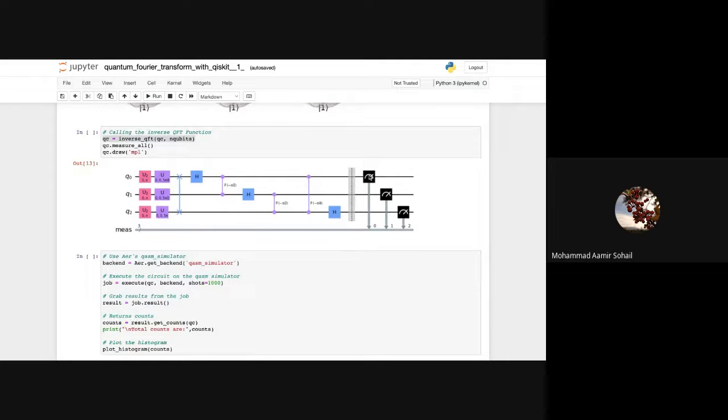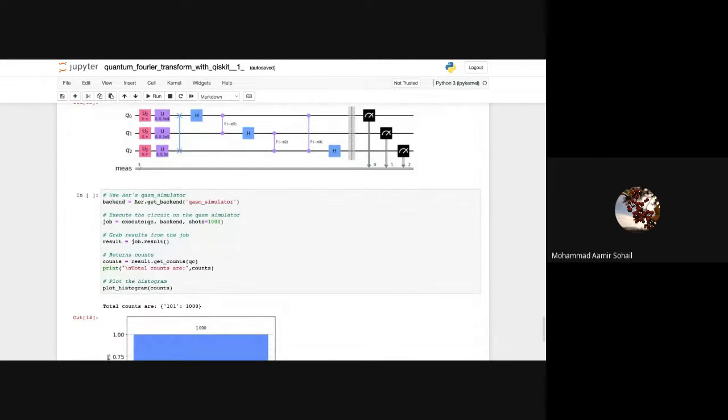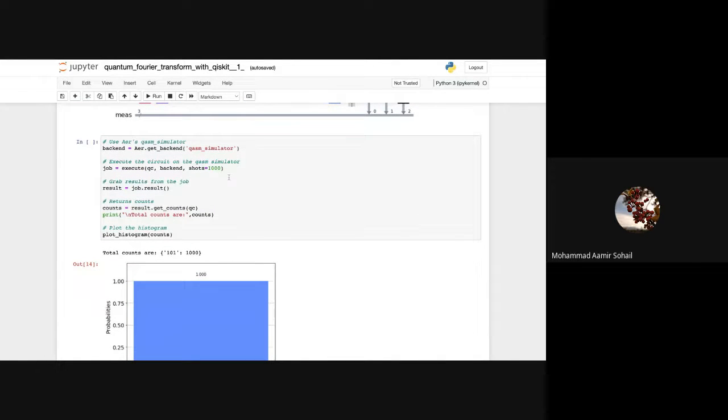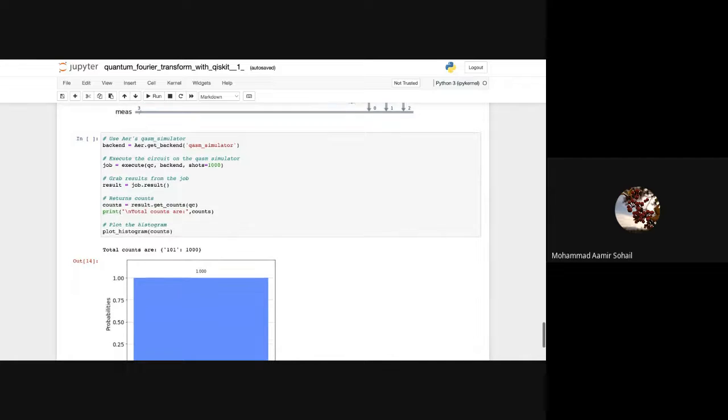This is just a barrier which comes with all these circuit things. So now we'll do the measurement on Q0, Q1, and Q2. We'll use the simulator and execute it 1,000 times to visualize on the histogram.